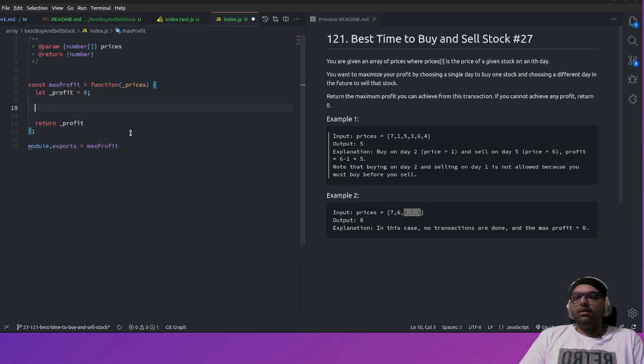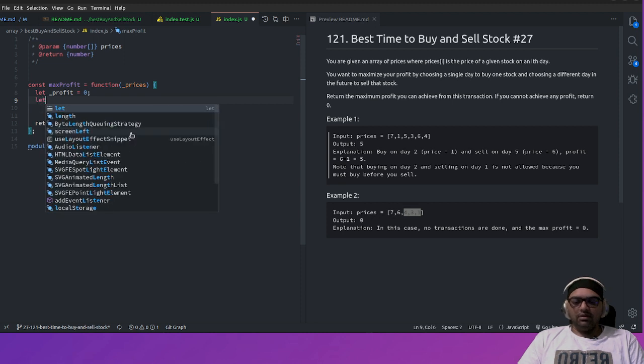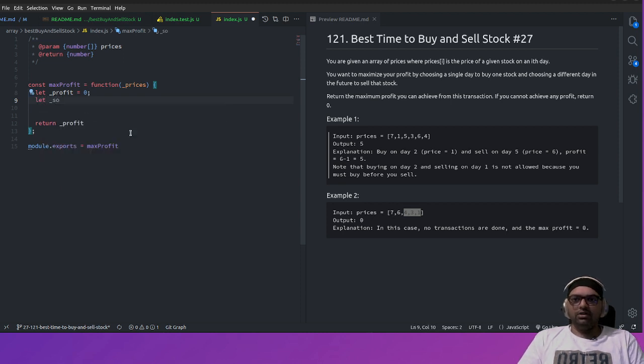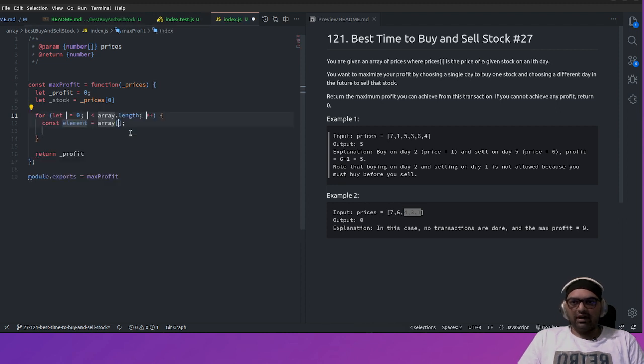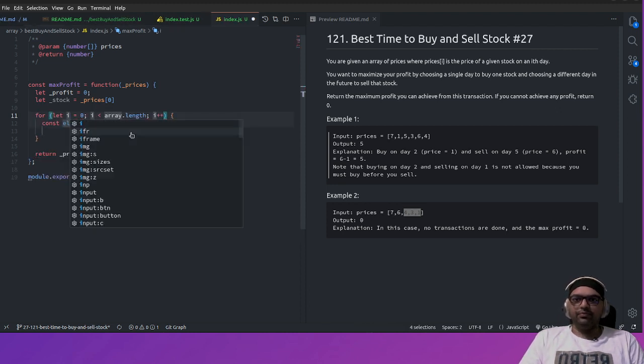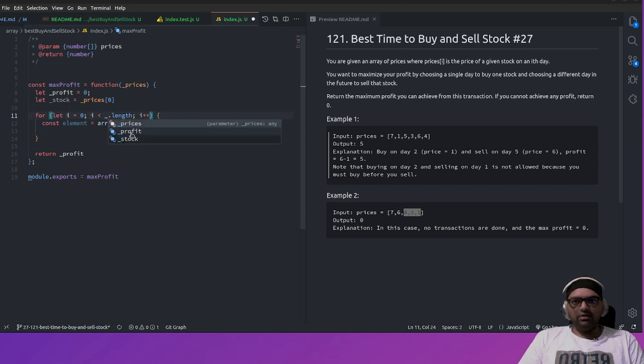Now let _stock_to_buy is equal to _prices of 0, because we start at the initial level. So we give the price of 0 and the stock is defined. Now coming to the for loop, we create a for loop with i up to _prices.length, so it goes over the whole length.